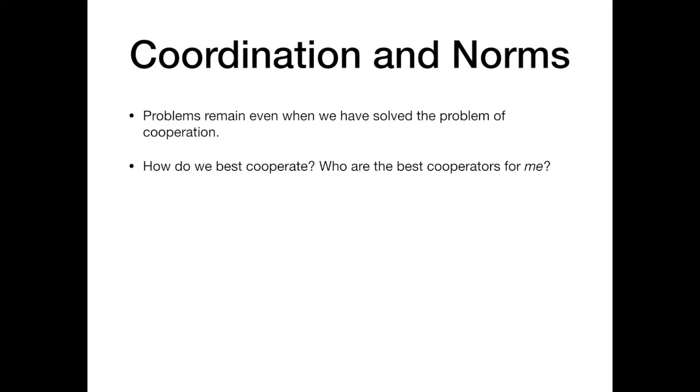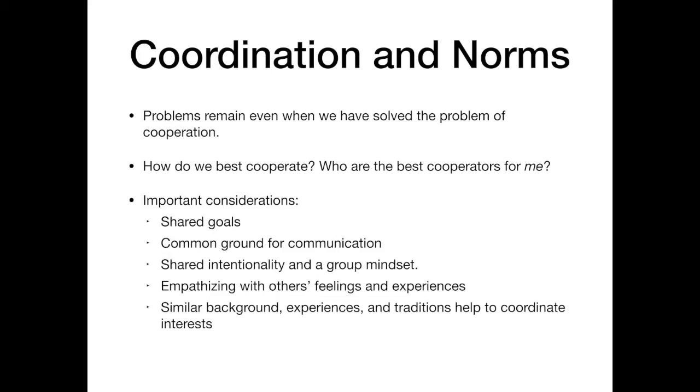If we don't understand one another's intentions, don't have the same goals, don't do things the same way, cooperation can be impeded. So there's lots of important considerations. We want shared goals. We want common ground for communication. We want shared intentionality and a group mindset. We want the ability to empathize with others' feelings and experiences. And a lot of times, what we actually want is similar backgrounds, experiences, and traditions to help coordinate interests.